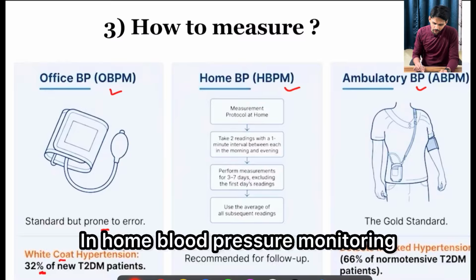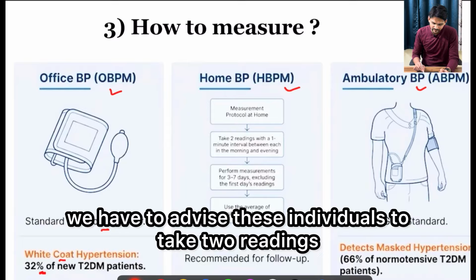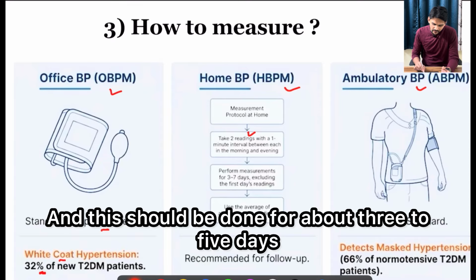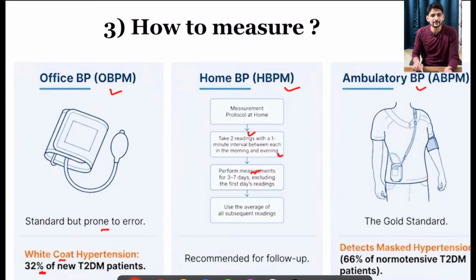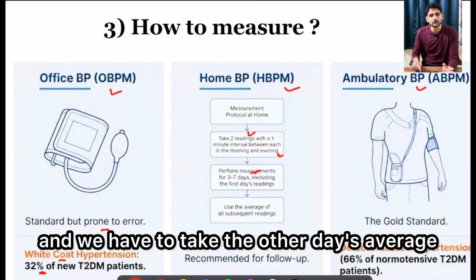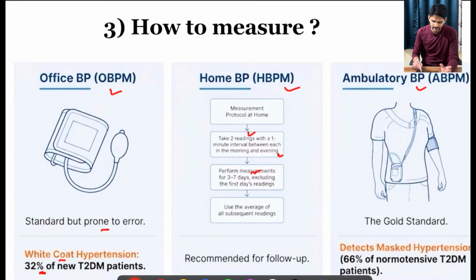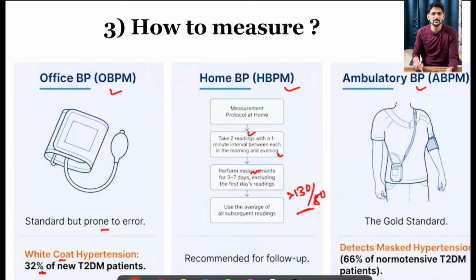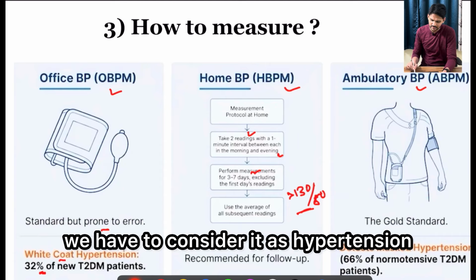In home blood pressure monitoring, we have to advise these individuals to take 2 readings at 1 minute interval each in the morning and evening. And this should be done for about 3 to 5 days or 3 to 7 days. And at the end, we have to discard the first day readings and take the other days' average. And if it comes to be more than 130/80, as mentioned in the previous slide, we have to consider it as hypertension.